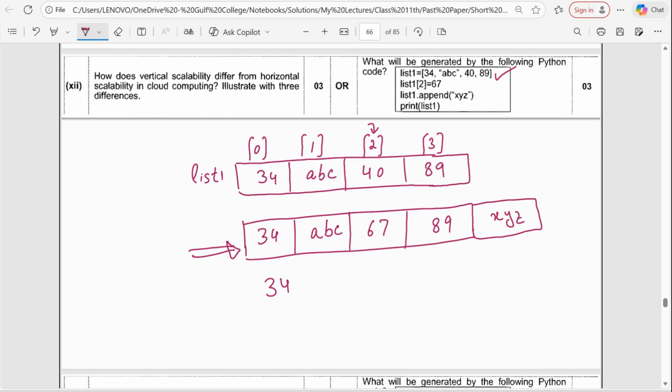Meaning 34, then ABC, then 67, 89, and XYZ. This will display the list this way. Because these values are strings, they will be shown in double quotation or single quotation marks.